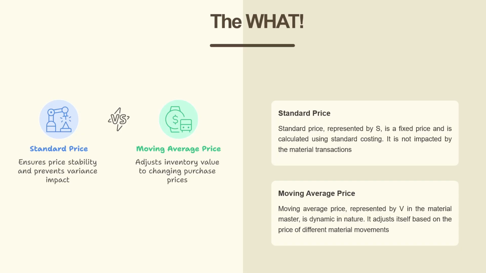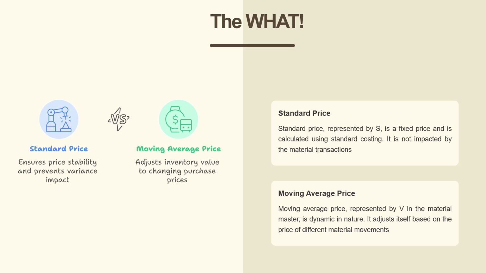So first, let's start with understanding the what concept. So what is the moving average price and what is the standard price? We'll start with the standard price. Standard price is represented by S in the material master data and it is always constant, which means irrespective of the goods movements that are happening on that material, the price of that material is not going to change. So that is why it's called a fixed price.